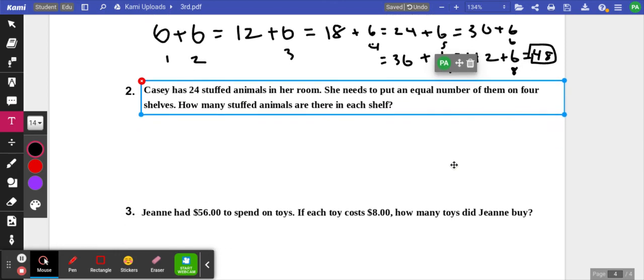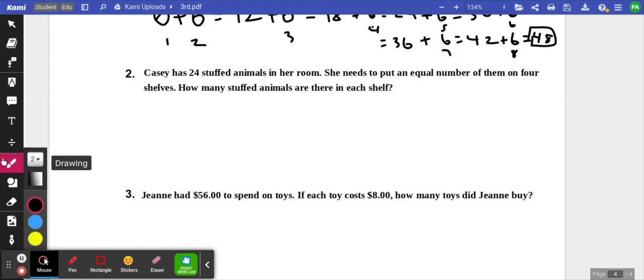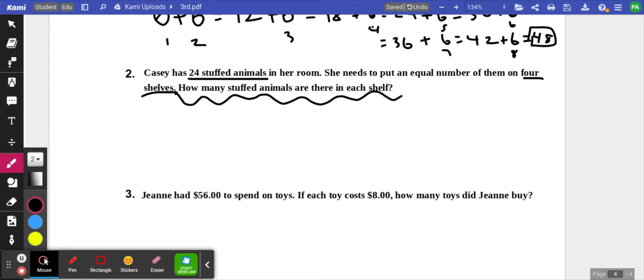Now something a little more advanced, where you would need to know your division, is Casey has 24 stuffed animals in her room. She needs to put an equal number of them on 4 shelves. How many stuffed animals are on each shelf? So let's underline the important factors first. 24 stuffed animals, 4 shelves she needs to organize them into. So now the question is, how many stuffed animals are there on each shelf?